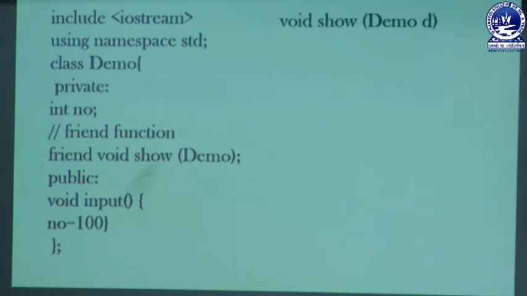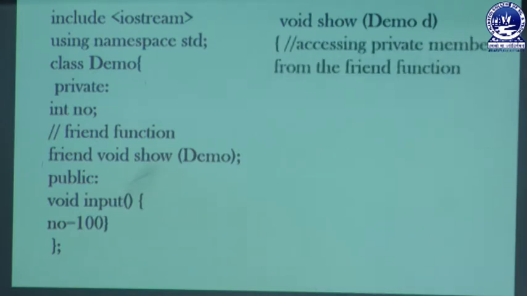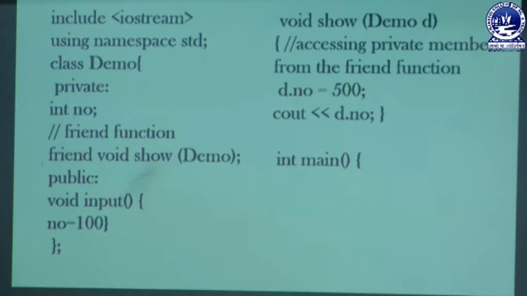Then I am going to define the void show method. In the void show method, void show demo d. Actually, in the friend function, you can use any sort of argument, but it is preferred to use an object as argument. And in the void show method, what we are doing is accessing no, which is a private data member of class demo. We are using here d.no equal to 500. Then cout d.no. Then int main.